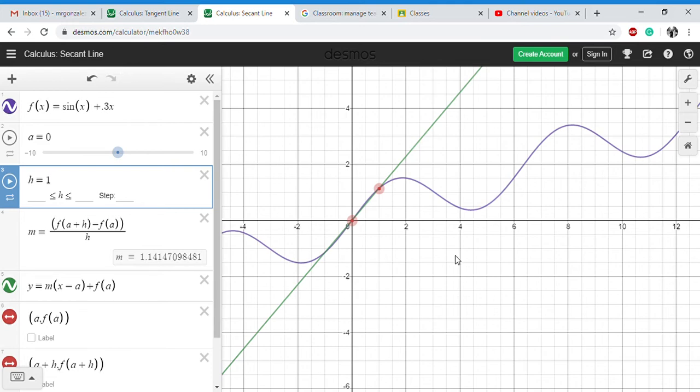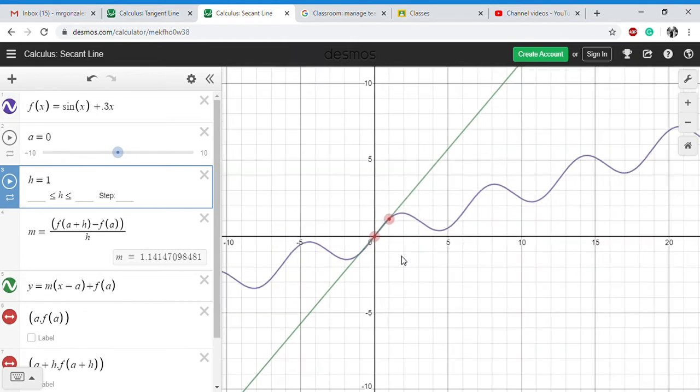Alright guys, good morning. This is going to be part 2 of the Desmos introduction. Essentially, I'm going to start talking about the relevance or importance of the secant line in a calculus discussion.